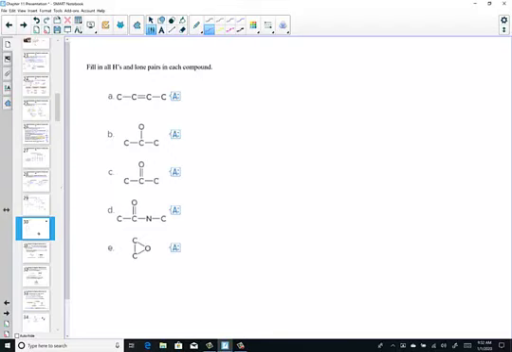All right, welcome back. Let's check. Letter A, I have a carbon to carbon single bond to a double bond back to a single bond. We need to fill in hydrogens to complete each octet. Remember the rule, carbon has no lone pair electrons, but it does require 4 bonds.